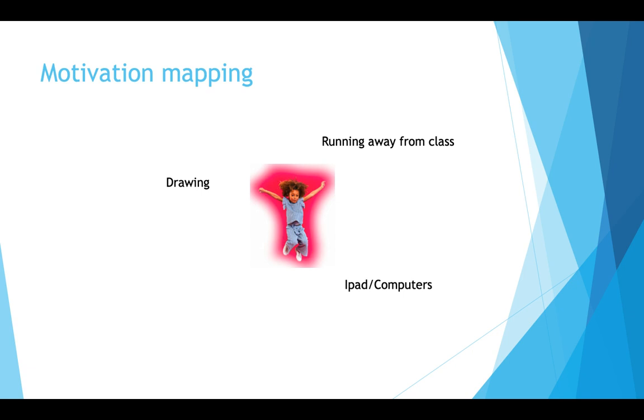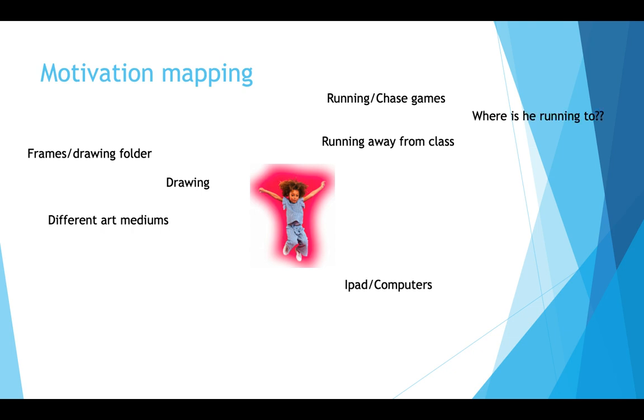But there are several different reinforcers that we can actually draw out of these motivation areas. So for example, out of drawing, we could create a special frame or a drawing folder to increase the use of that motivation by giving a specific reinforcer. There's a frame that the child could put their latest picture that they're proud of in, or a folder they can take home between home and school. We could give them different art mediums to draw with. For running away from class, we could actually try and reinforce them with running or chase games.